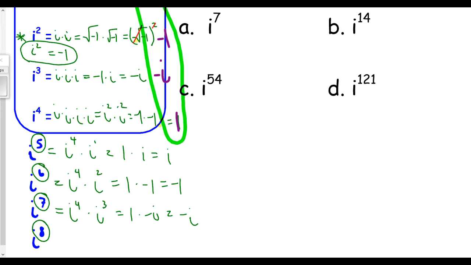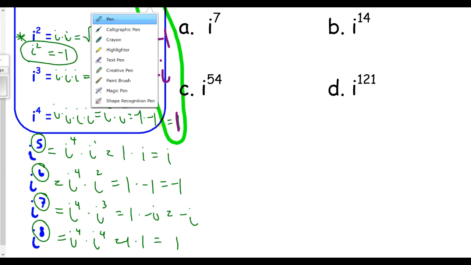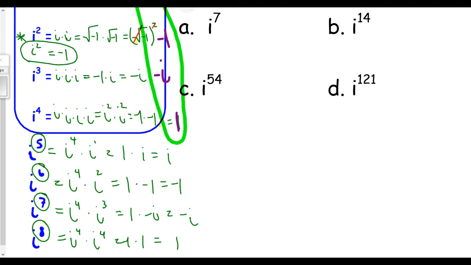Then I go and do i to the eighth. How many groups of 4 are in 8? Well, 2. So I can write it as i to the fourth times i to the fourth, which is really just going to be 1 times 1, which is 1. And all of a sudden, magically, the same pattern that we found before is true again: i, 1, i, 1, with negatives in the middle. It's going to repeat ad nauseum.